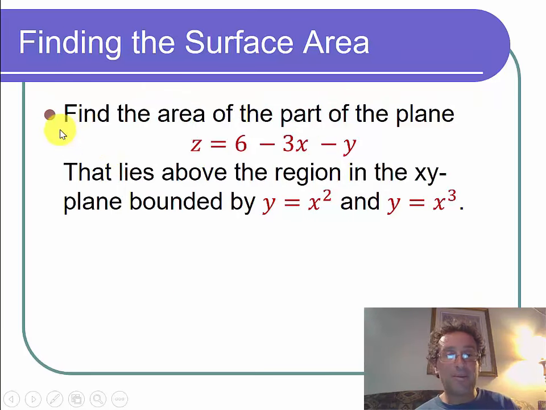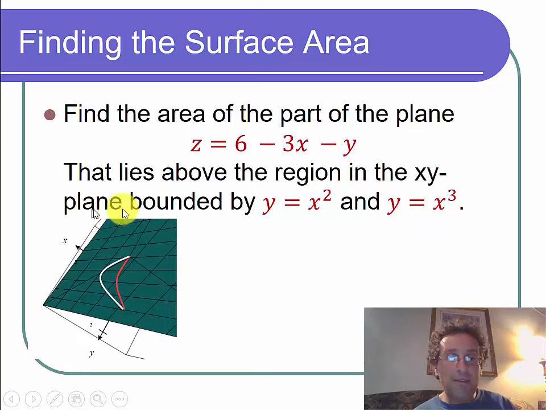So here's my first example. It says, find the area of the part of the plane z equals 6 minus 3x minus y that lies above the region in the xy plane, bounded by the curves y equals x squared and y equals x cubed. So as usual, I like to draw a little picture. We have our plane, z equals 6 minus 3x minus y. And then we have our two curves. We have y equals x squared, and then we have y equals x cubed.